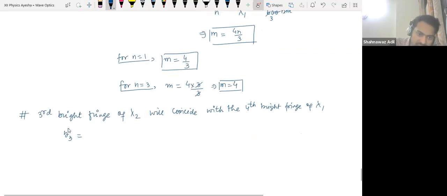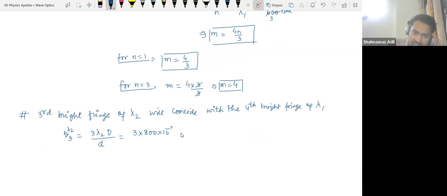So y3 of lambda 2, let us calculate that. This would be how much? 3 lambda 2 D by d, right? So this is how much? 3 times lambda 2, which is 800 times 10 to the power minus 9, times D, which is 1.4, divided by d, which is 0.28. So this goes below, this goes above. So this is 2, and then this is 4. So how much would this be?